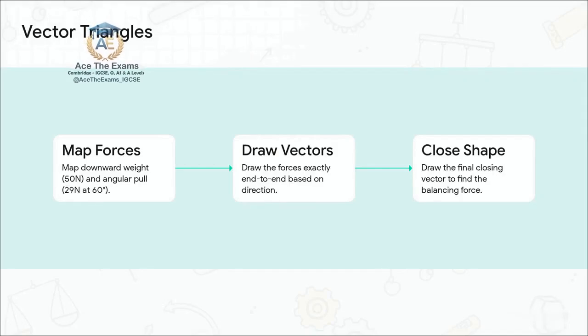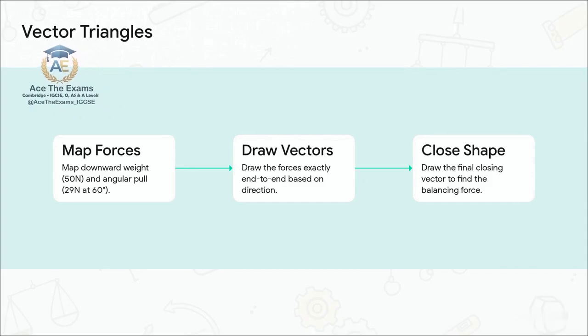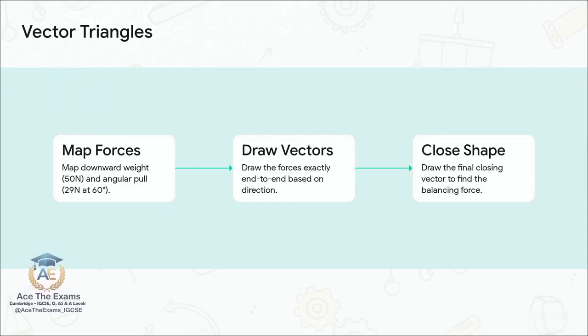Let's move to Challenge 3, Speed Writing. You have 30 seconds to write a perfect Peel paragraph explaining how to find a missing force using vectors. Ready? Here's your ideal structure. Point: a closed vector triangle can determine an unknown balancing force for an object in equilibrium. Evidence: by mapping the known 50 Newton downward weight and the 29 Newton pull at 60 degrees end to end.